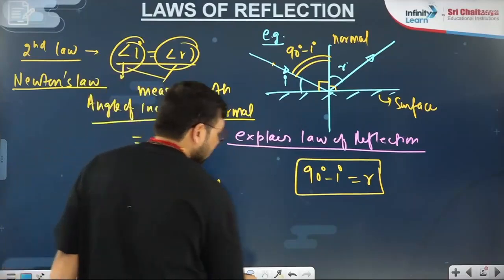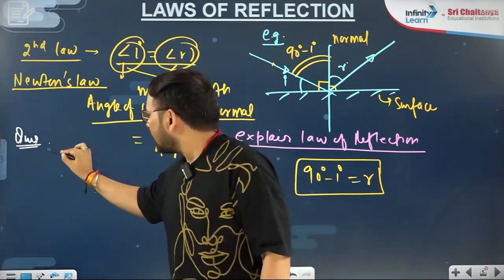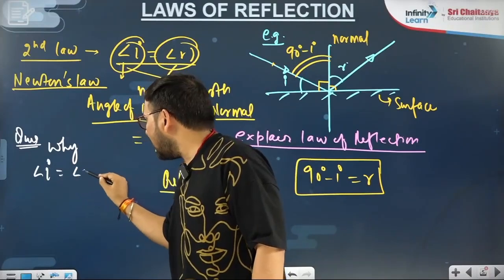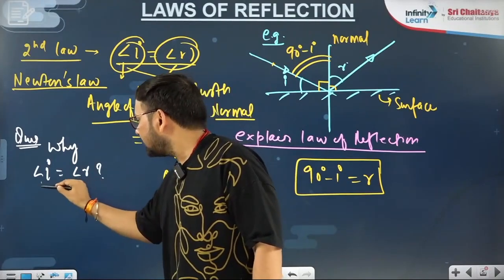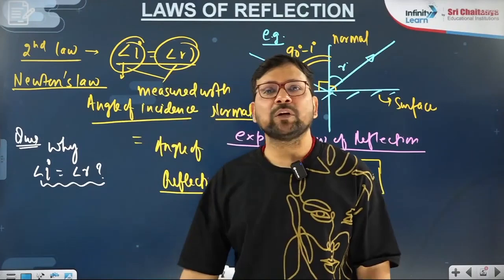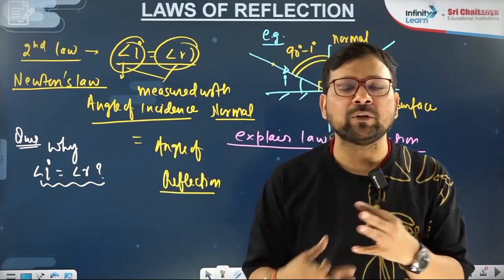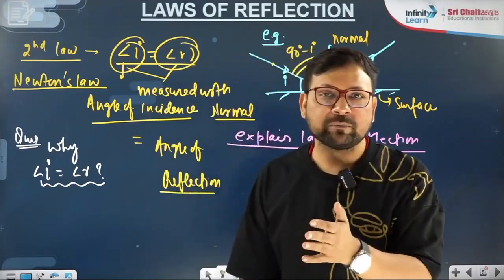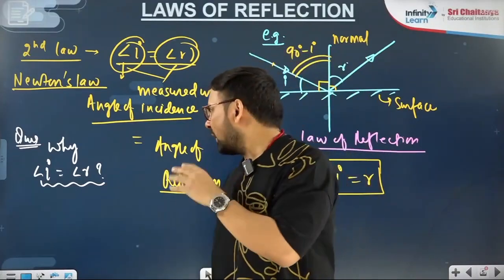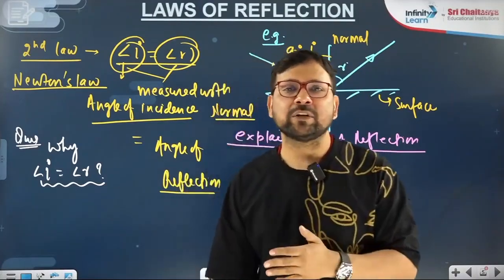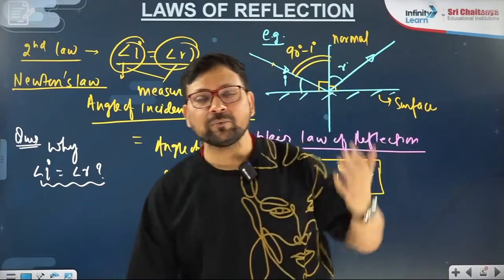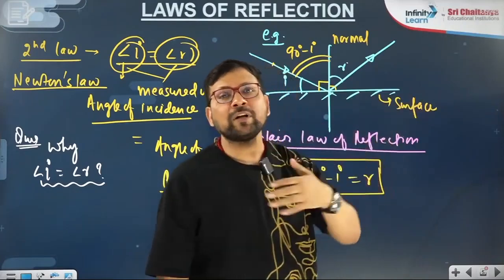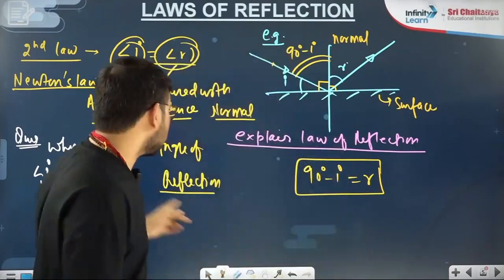My second question to all of you: why is angle I equal to angle R? Why not I equal to 2R? Why not I equal to R by 2? This is a law given by Newton, so there must be some observation made by him. How did Newton find that angle I is always equal to angle R? Moreover, why is this with the normal only? Why not the angle with the surface for I and the angle with the normal for R? What made this conclusion?